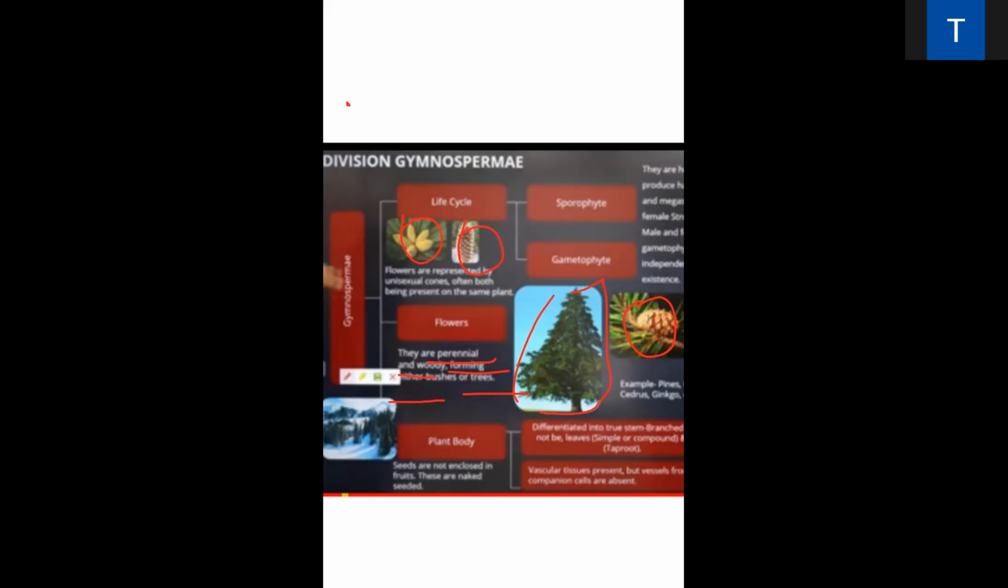Gymnosperm seeds are not enclosed in a fruit. Their seeds are naked. They do not have a fruit covering around the seeds. They have seeds, but no covering around them. Is it clear? They form different types of spores.